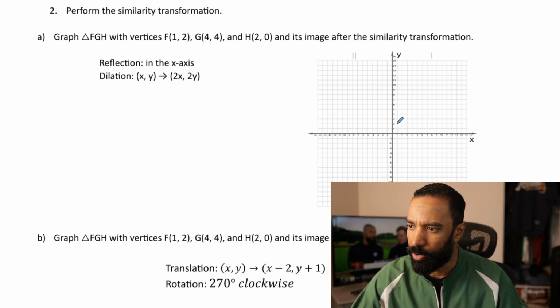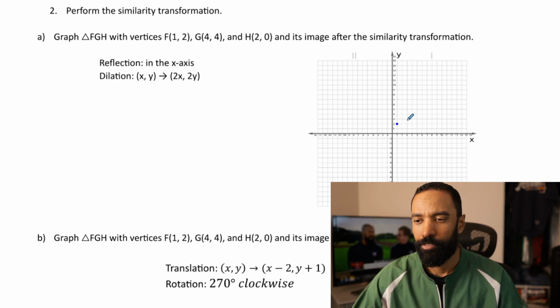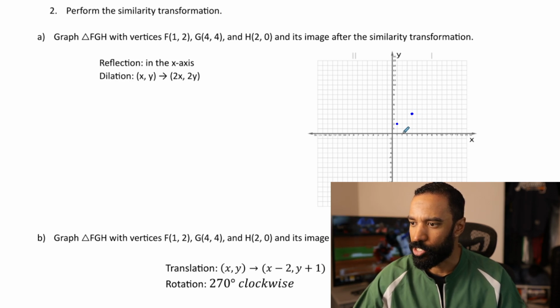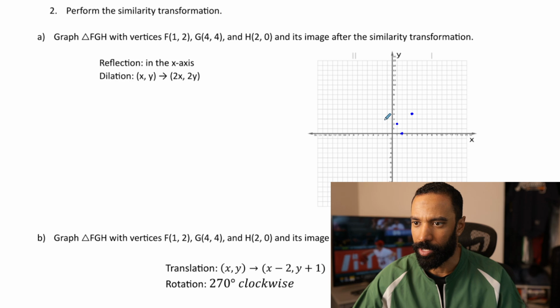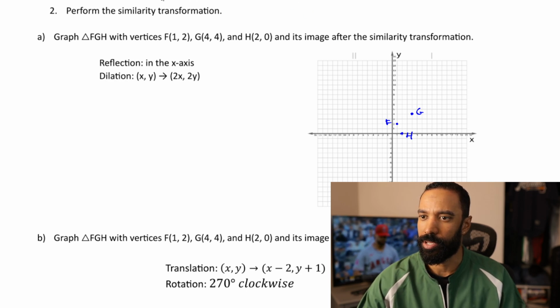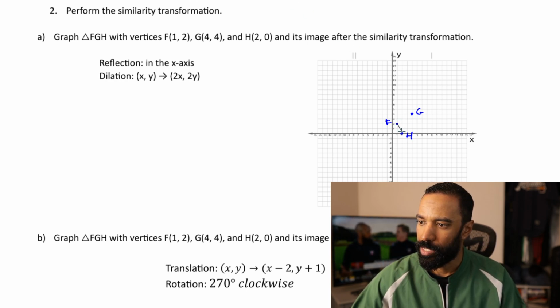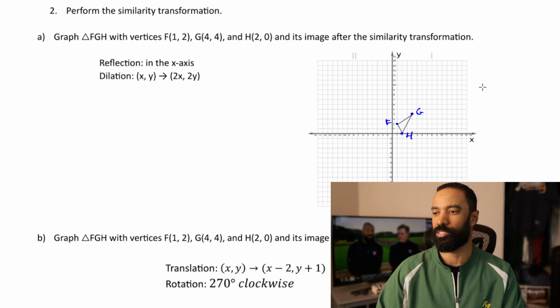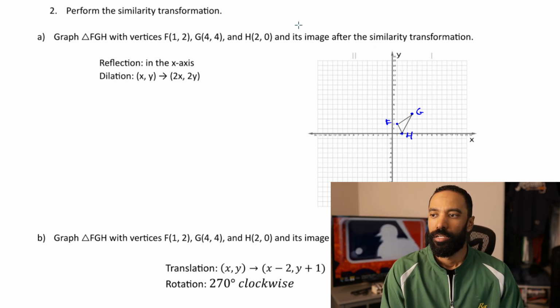1, 2 for F. 4, 4 for G. And H is at 2, 0. So pretty small guy. Looks like we're going to make it a little bigger after this. F, G, and H. I'll let you go ahead and do the same. You okay with that being a little small? Not as thick as the other lines? Hopefully that's fine.